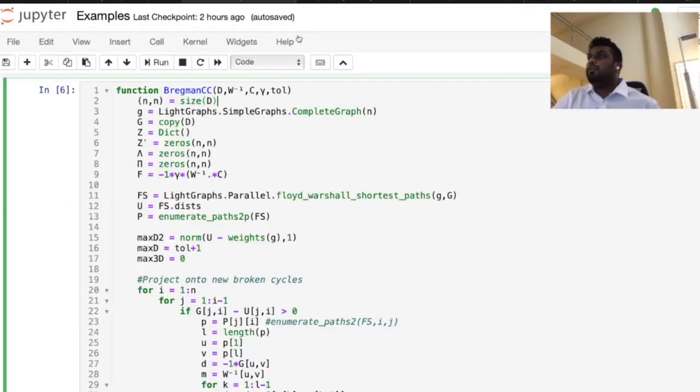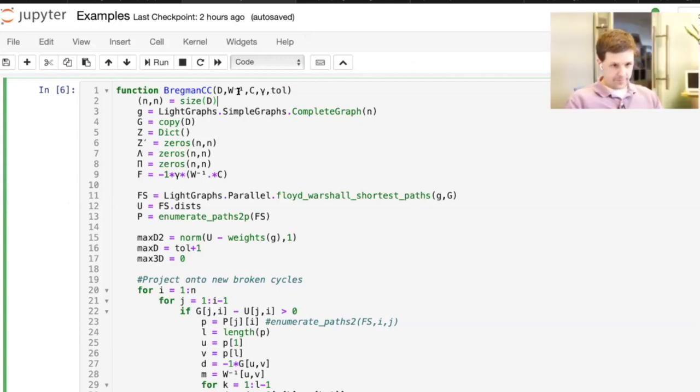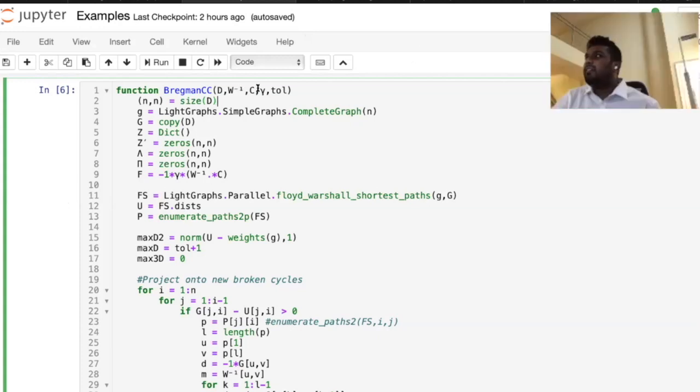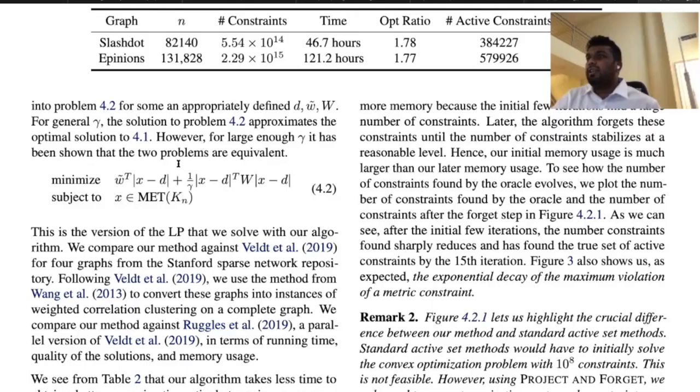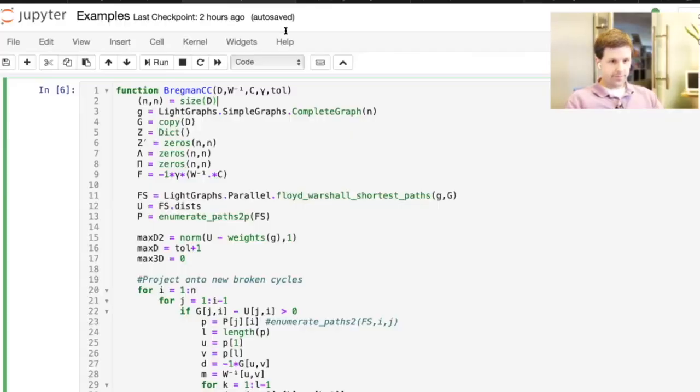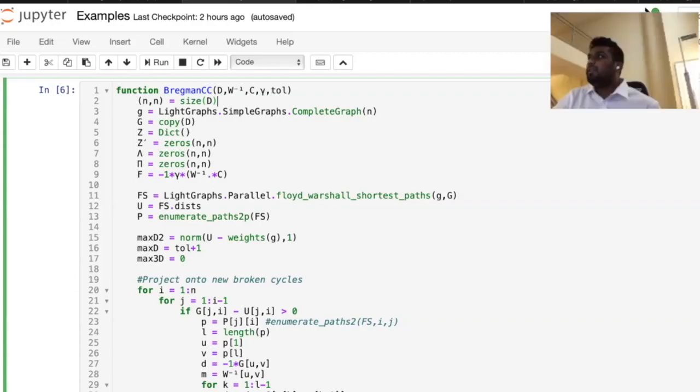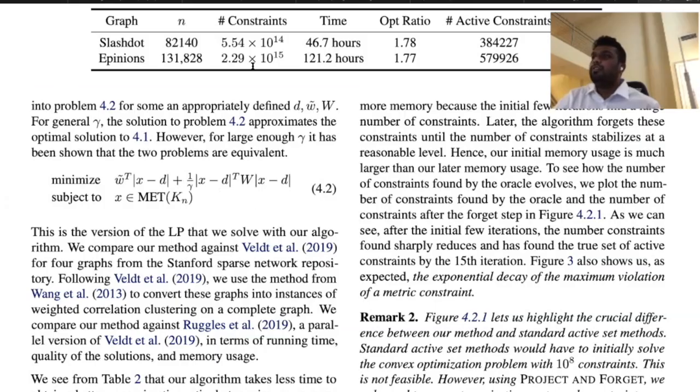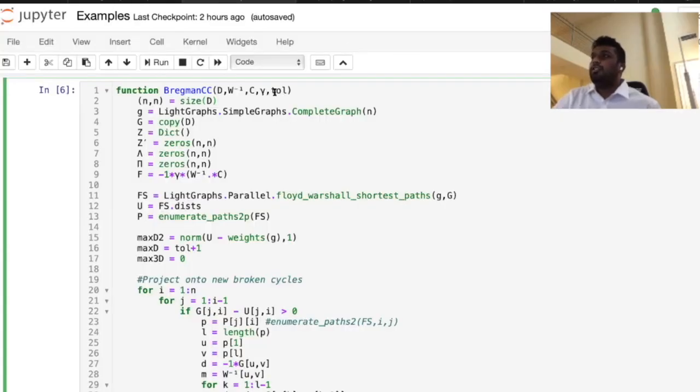So where's the code? Right, so it takes in D, and well, the code doesn't really need W. It needs W inverse for everything. Okay. So it has that. It takes in C. C is sort of like, if you expand this out and write it as a linear program, C is a linear term. Okay. Gamma is, well, gamma over here. And your tolerance is how far do you want it to converge?